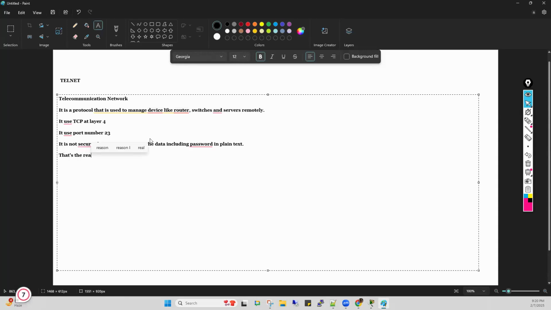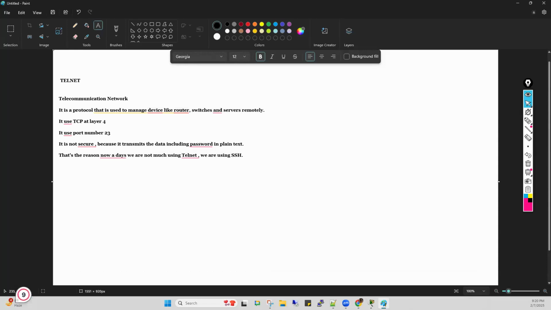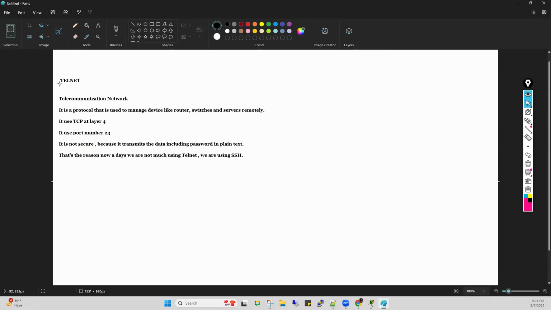So that's the reason nowadays we are not using Telnet much. We are using SSH. What are we using, guys? We are using SSH. Now we are not using Telnet. Clear? So guys, this is all about Telnet.